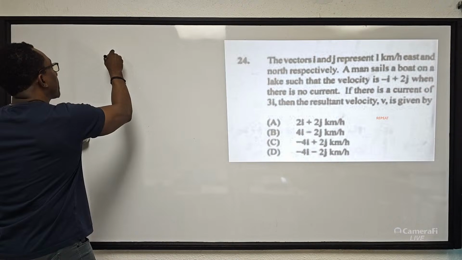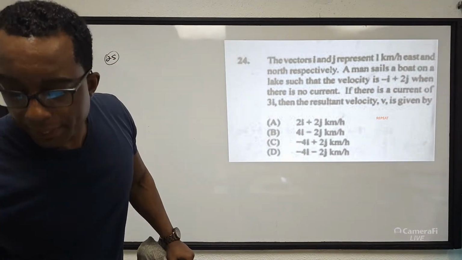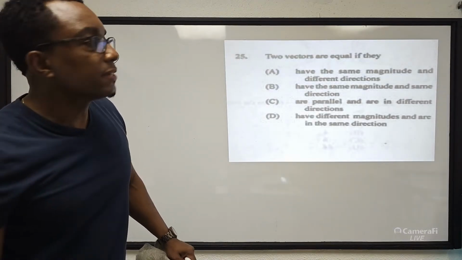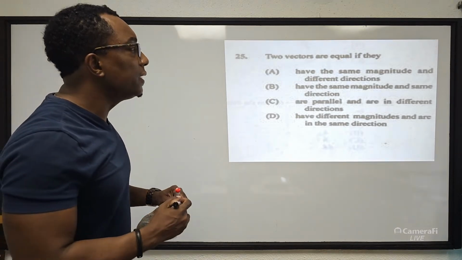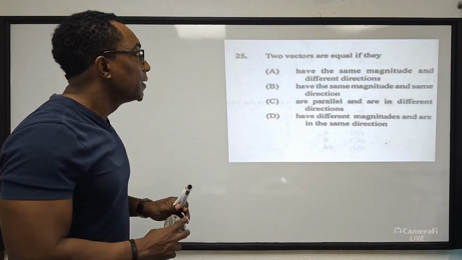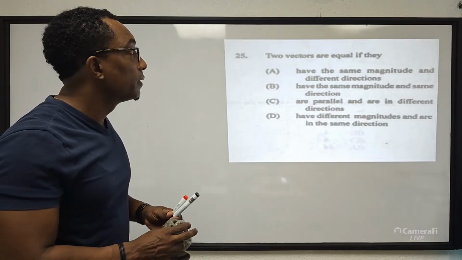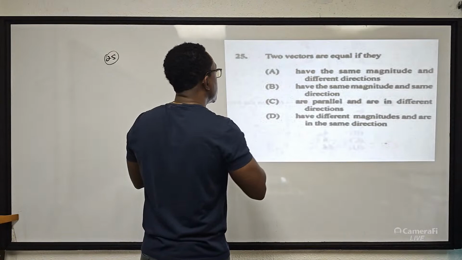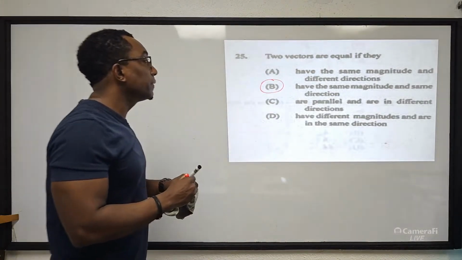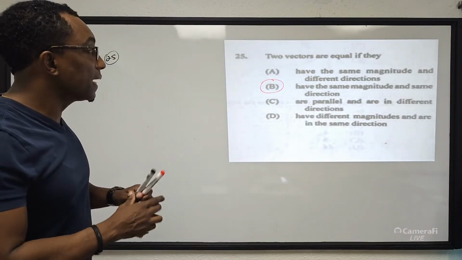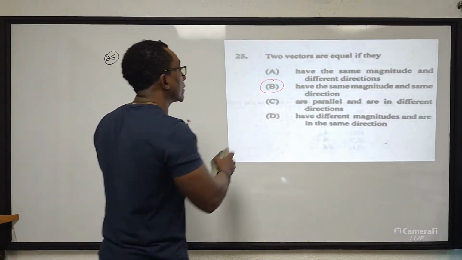Question 25. Pretty straightforward. Two vectors are equal, and this is another common one you see. Two vectors are equal if they have the same magnitude and same direction. So that automatically for 25 is B one time. So let's look at question 26.